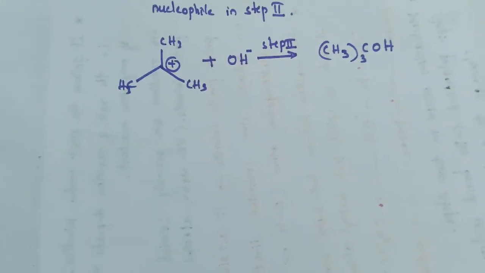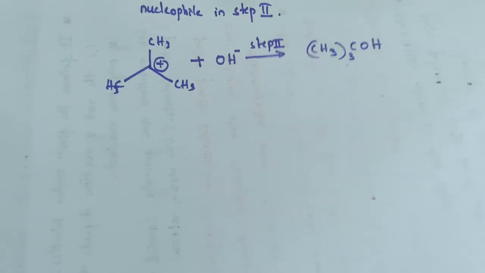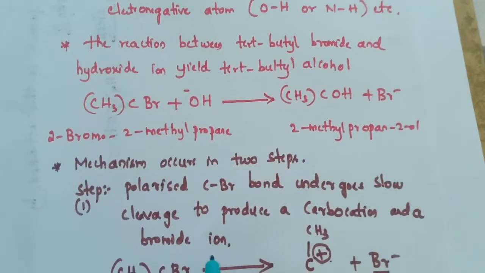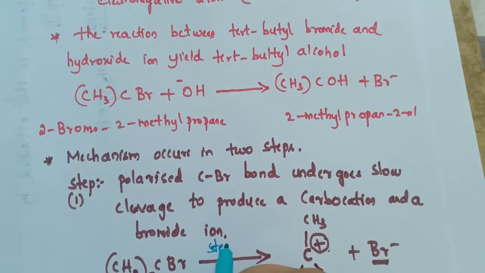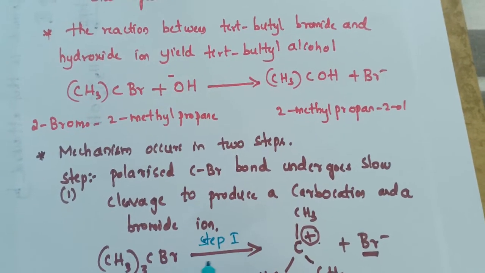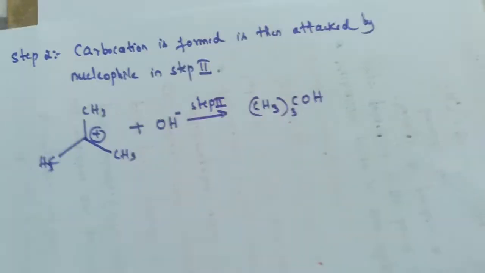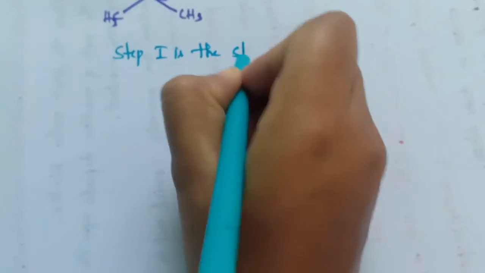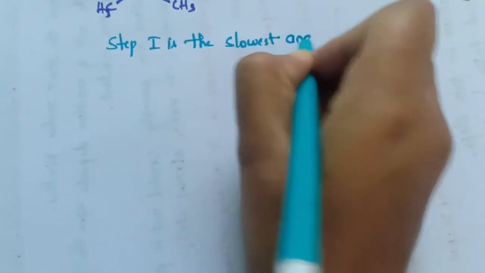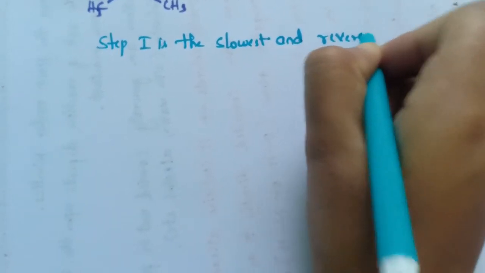Now, of step 1 and step 2, step 1 is the slowest and it is also a reversible step. Step 1 is the slowest and reversible.